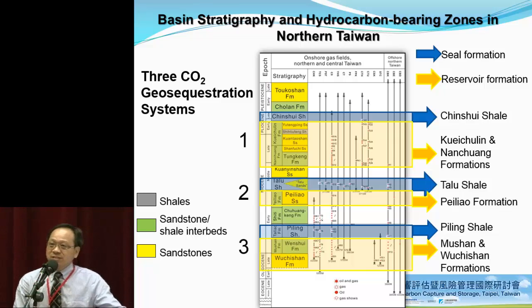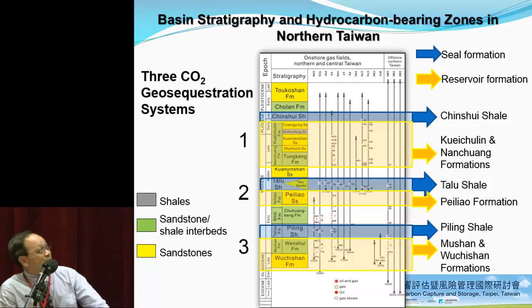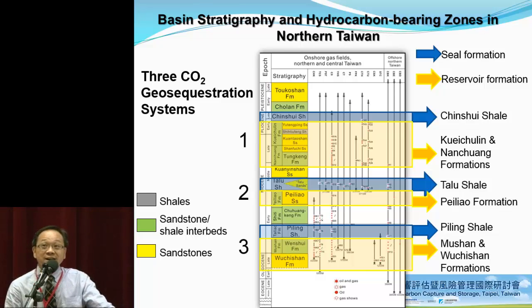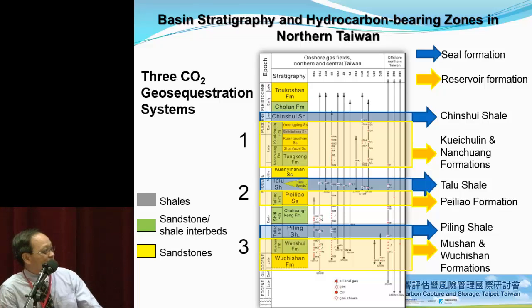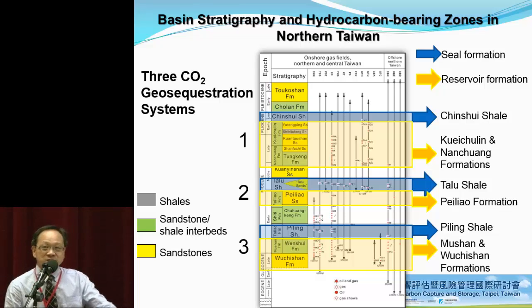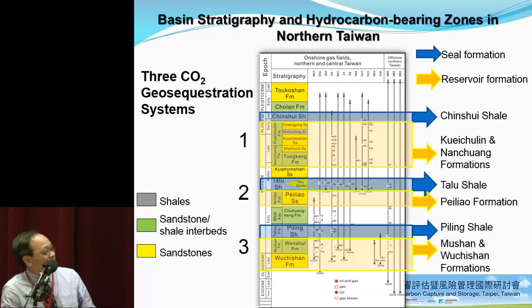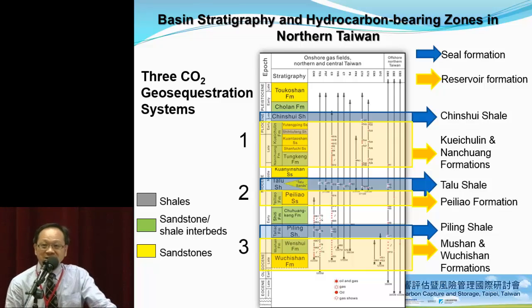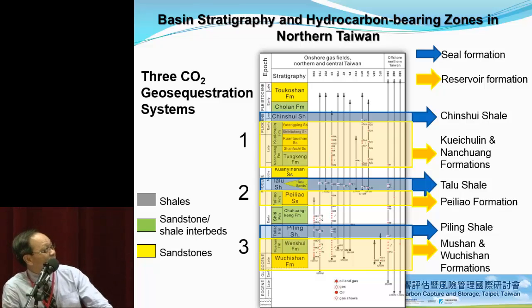This is a stratigraphy that shows the pairs of seal and reservoir rocks. The vertical axis shows the geological time. For example, this is the Oligocene, which is around 30 million years ago, and the top is the present day. From the base to the top, we have many different formations. They are all siliciclastic rocks. We divide them into three pairs, three systems of CO2 geosequestration.